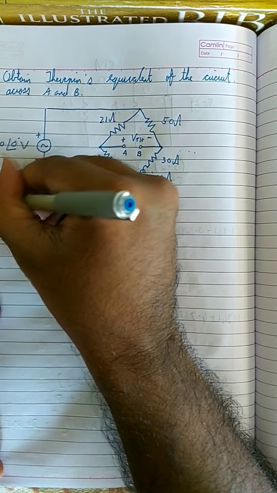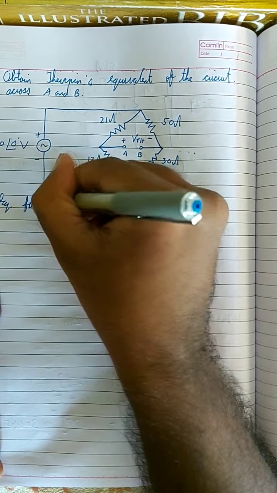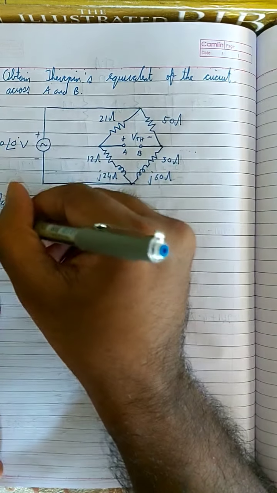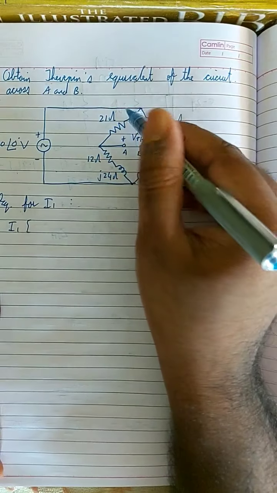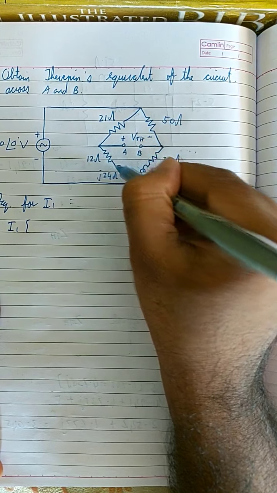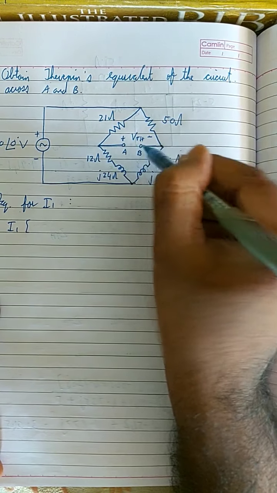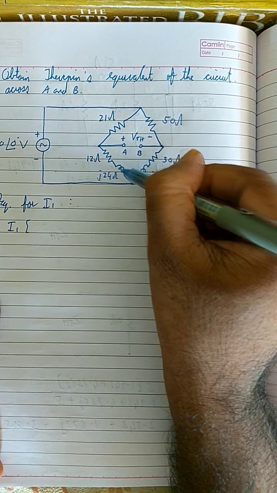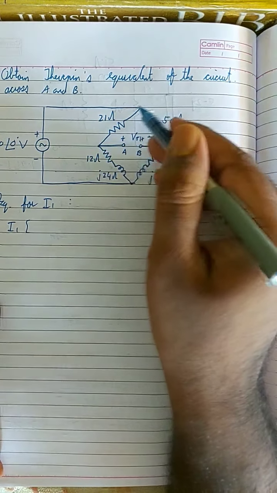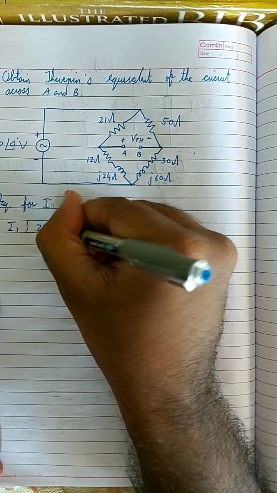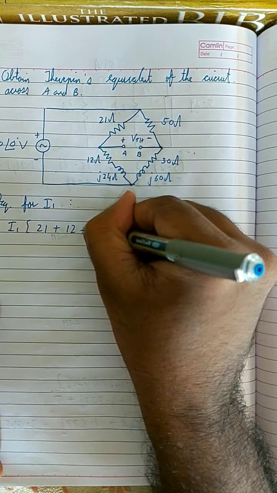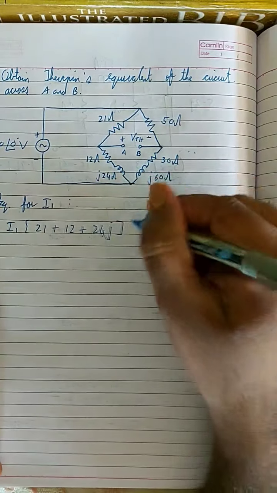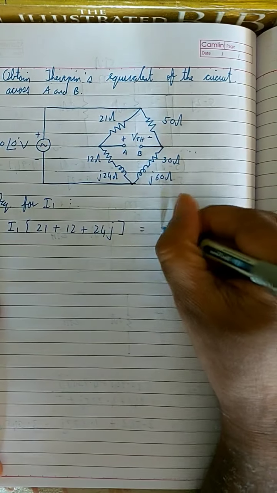The equation for I1. Let me write the equation for I1. This current I1 flows like this, because no current will flow through here since this branch is open. So all the current I1 will flow through this 12 ohm and this 24J. So the current goes through 21 plus 12 plus 24J, and I1 times (21 plus 12 plus 24J) is equal to 20 angle 0, which is 20 itself.